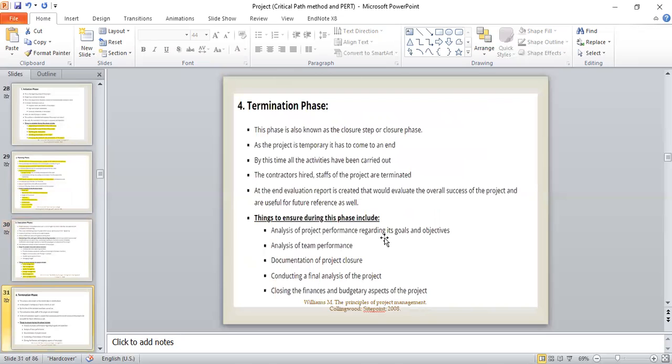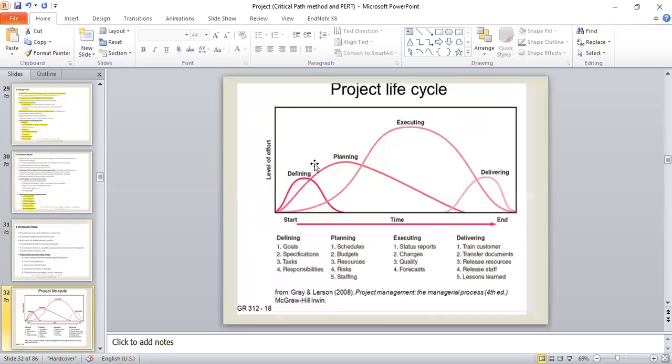And then comes the termination phase. This is the closure phase, as the project is temporary and it has come to an end. By this time, all activities are carried out, and things to consider during this phase include analysis of project performance, analysis of team performance, documentation of project closure, conducting a final analysis of the project, and closing the finances and budget aspect of the project. This is the project life cycle: defining the objective and goals, planning, executing, and delivering phase.